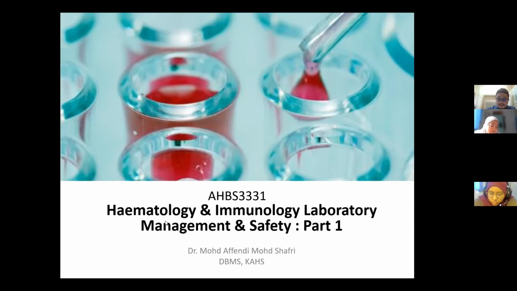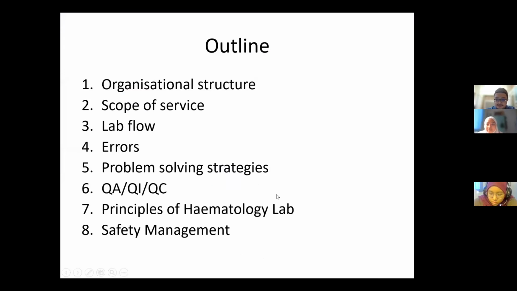So this is the outline of the lecture. I will introduce to you how the lab is being organized, what the scope of service is, the lab flow, the types of errors, and some problem-solving strategies that have been put in place, introduction on QA, QI, and QC, and then principles of hematology lab, and then safety management.